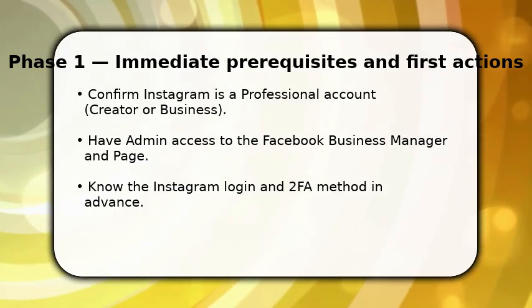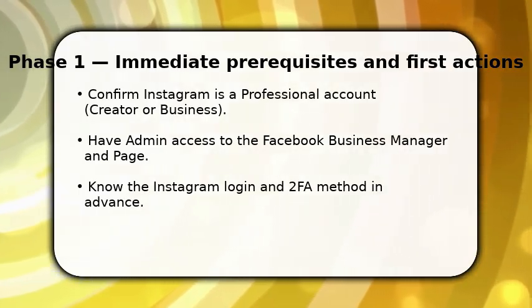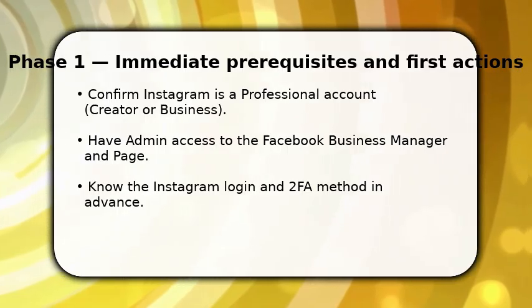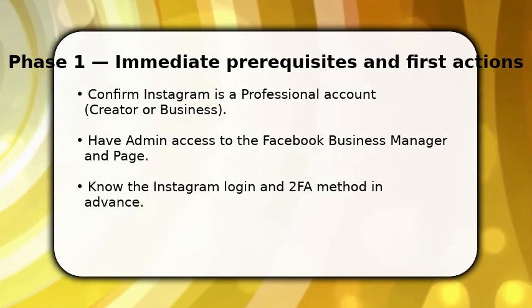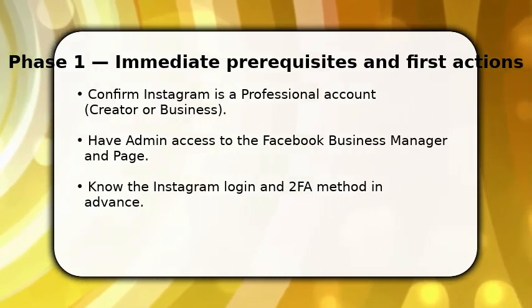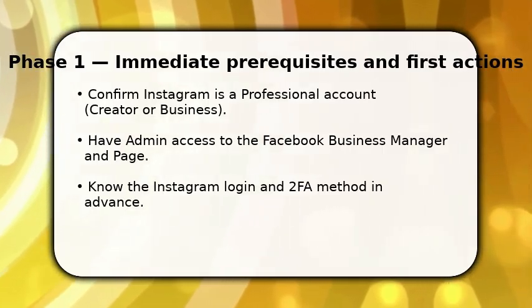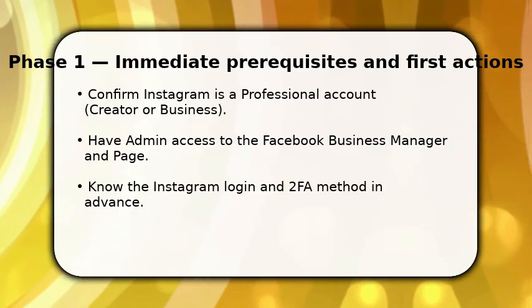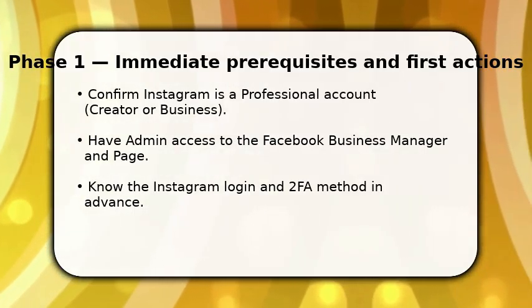You'll start by confirming the essentials. Switch the Instagram account to professional if it isn't already, because Business Manager requires that role. Next, open business settings in Facebook Business Manager. You must be an admin of the business and the connected Facebook page. Once done, prepare the Instagram credentials and ensure two-factor authentication is accessible. This prevents lockouts during connection.